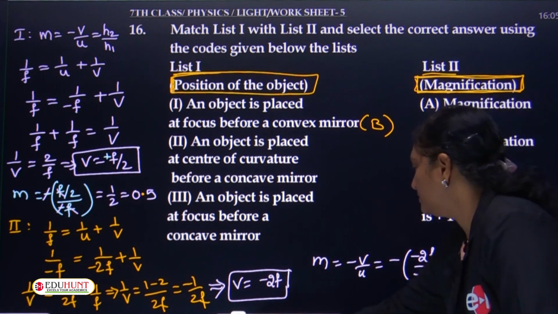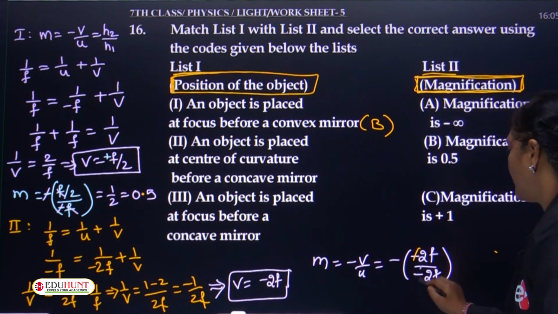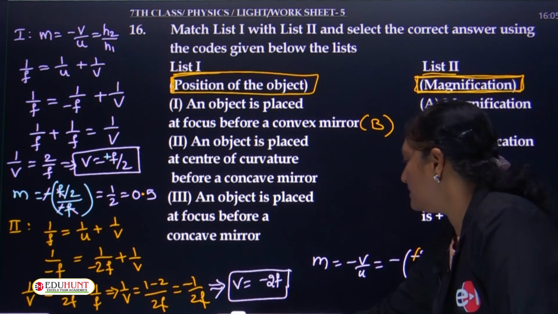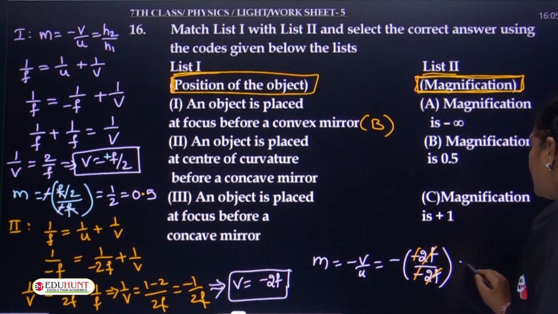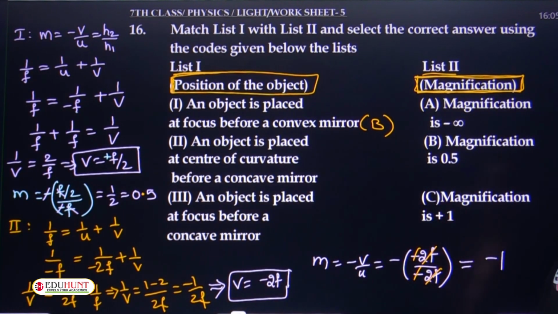Solving these two, the minus 2f and 2f get cancelled. So the value is found to be minus 1. How much is the magnification, children? Minus 1. A, B, C do not go with it.